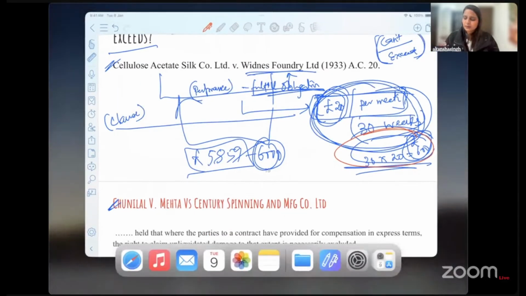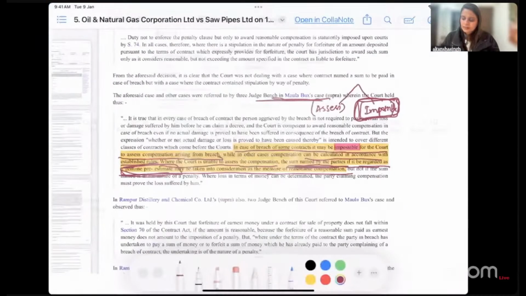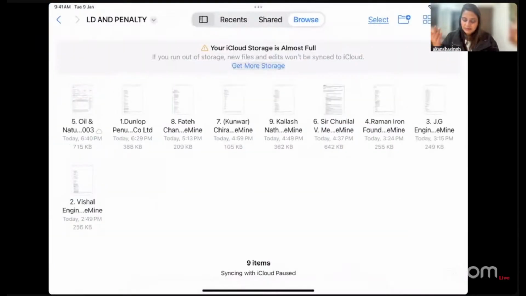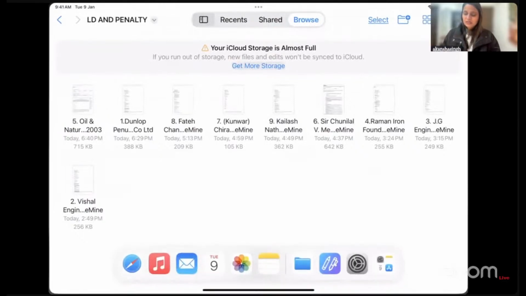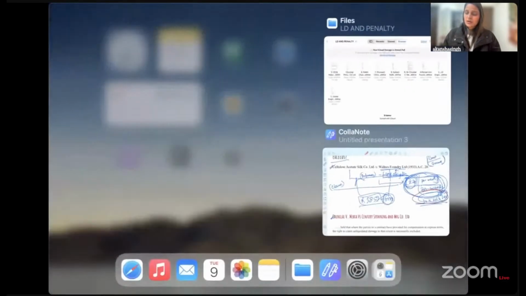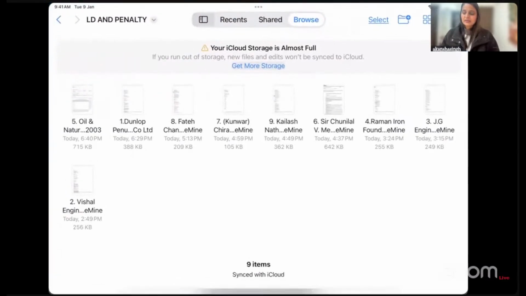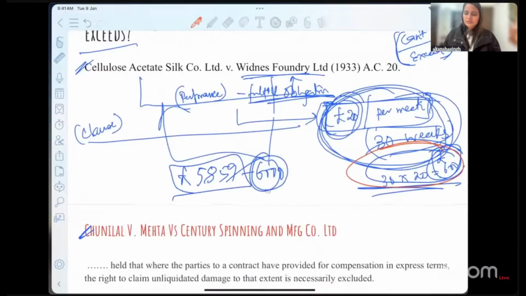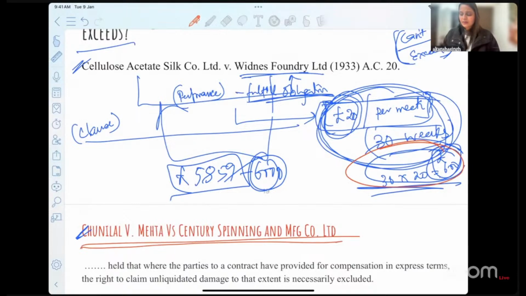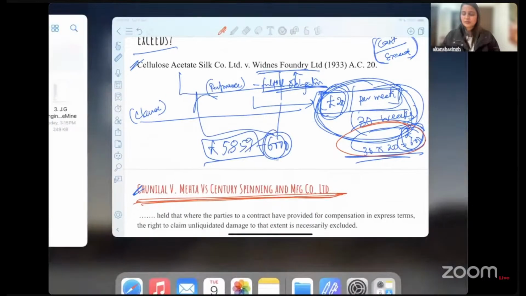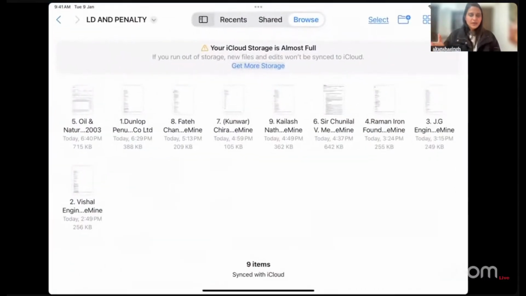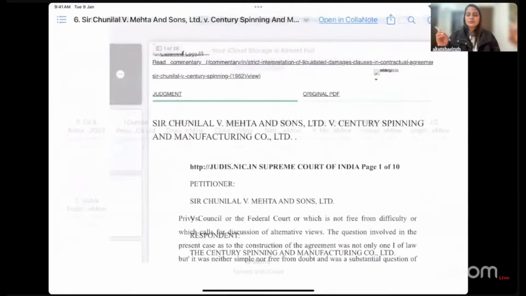Okay, so I'll very quickly take you to the judgment so that we can discuss and understand and relate to it as well. Not this judgment, the judgment of the Indian case law. Similar to that, we have our Indian case law as well. That is Chunnilal B. Mehta versus Century Spinning and Manufacturing Company Limited. Let's try to read it. Very similar facts again: there was delay of performance, and there was something that was already agreed.